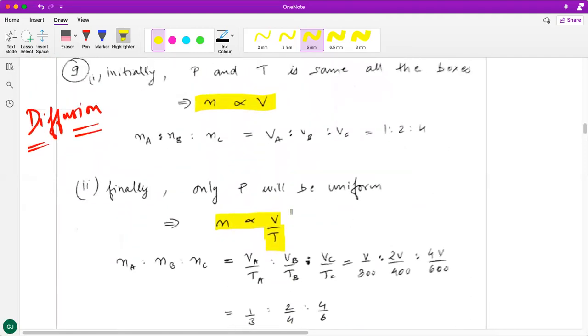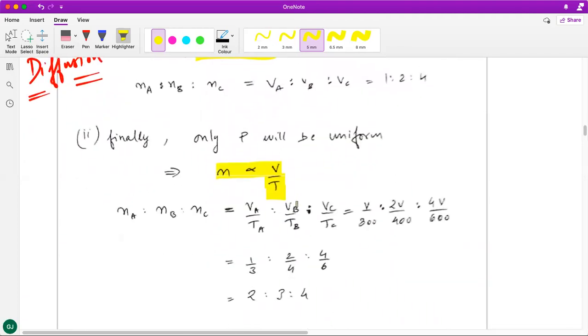This is a fast way of doing this question. You could have done this question in a much longer way also. If you decide to take the gas in vessel A, and then diffuse it throughout, take the gas in vessel B and then diffuse it throughout, take the gas in vessel C and then diffuse it throughout, you will come to the same answer, but via a more complicated method. Okay.